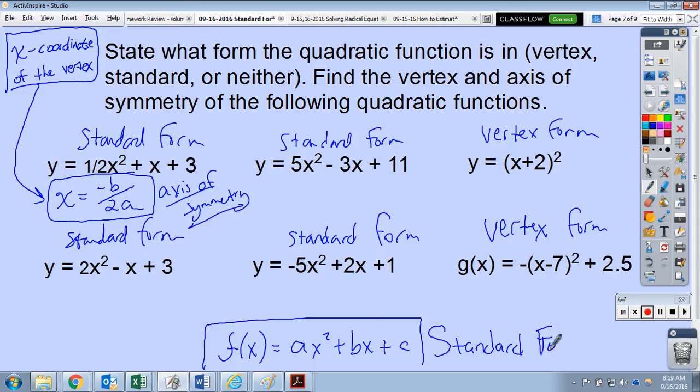Sorry, I'm standing in some of your all's way. This is standard form.